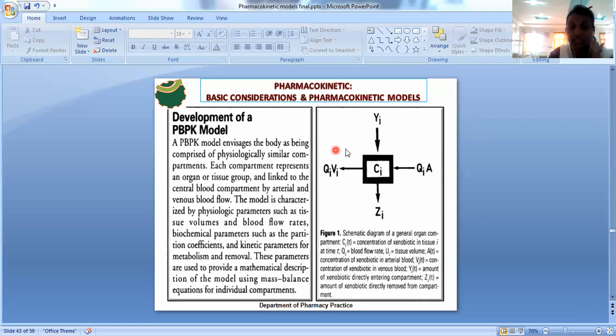CV indicates the concentration of the drug entering the venous blood. CA indicates the concentration of the drug in the arterial blood. Like that, each and every parameter has to be considered here. This is one of the physiologically based pharmacokinetic models.